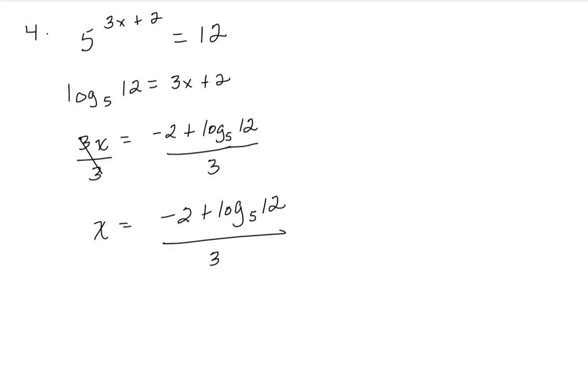Now, when you put this in the calculator, you need to put the numerator in parentheses. If you're going to put this in as negative 2 plus your log, divided by 3. Now, if you want to put that numerator in and then press equals, divided by 3, you could do that as well. Either way, you're going to end up with approximately negative 0.152 for your answer.